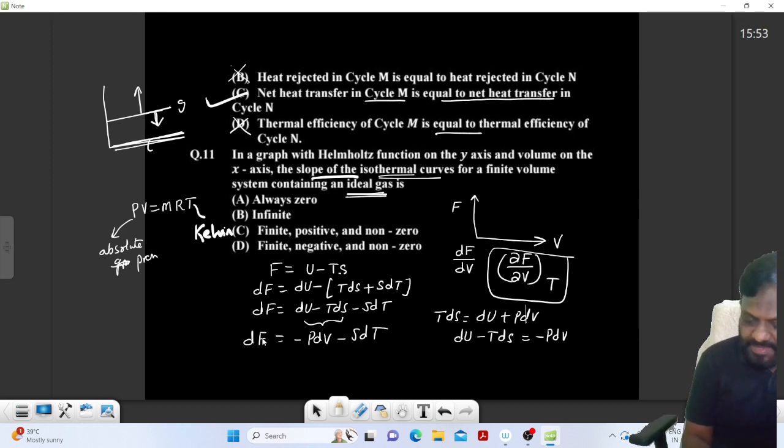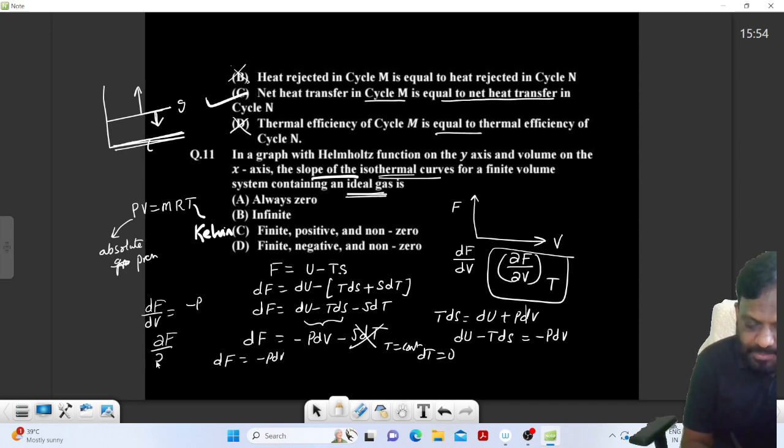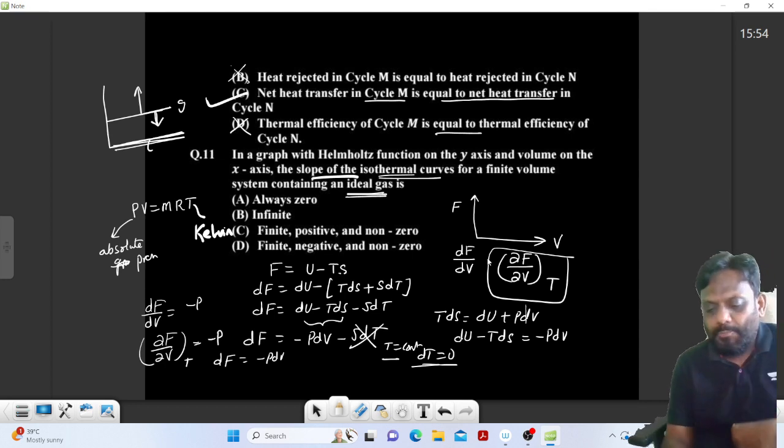F देखो, F, V और T. When temperature is constant, dT is zero. जब dT zero है तो ये उड़ जाएगा. तो dF is equal to minus PdV और dF by dV is equal to minus P. But actually I should write this as dou F by dou V, because it is evaluated by keeping temperature constant. So at constant T it is minus P. Very good, sir. यही तो पूछा है सर.